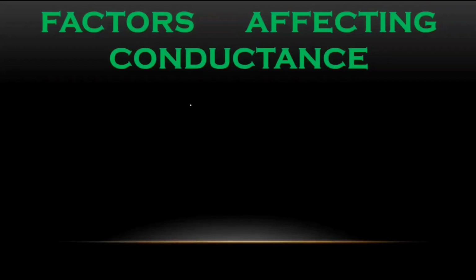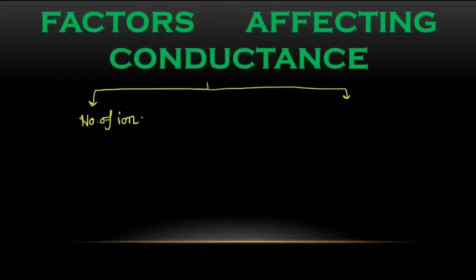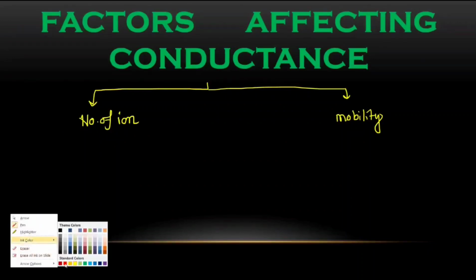Okay, so we are going to discuss factors affecting conductance. Now, there are two things on which conductance depends. There are two things which will alter the conductance of a solution. One is number of ions. If you alter the number of ions, then conductance will be changed, right? Second one is mobility. That means the number of ions and their mobility, their ability to move. These two things ultimately alter the conductance. Now, let's see how they alter the conductance.